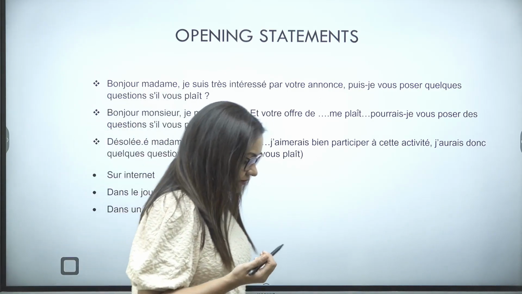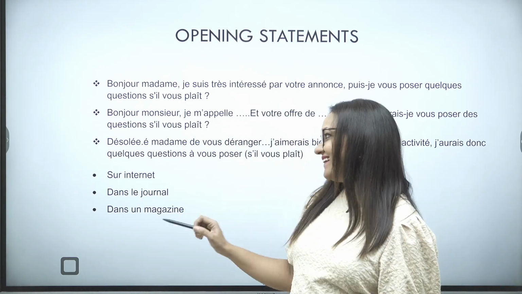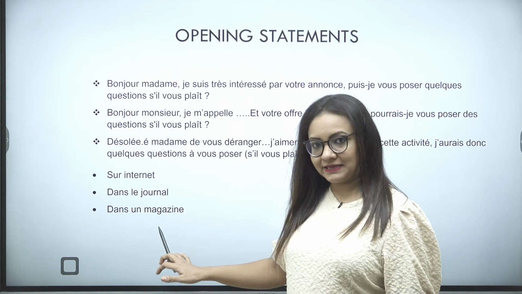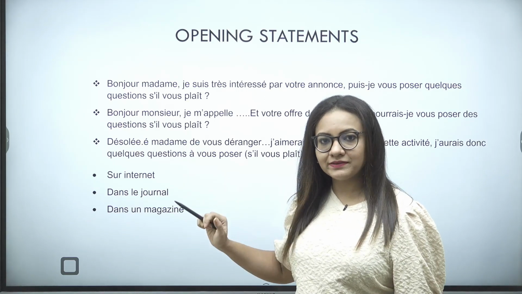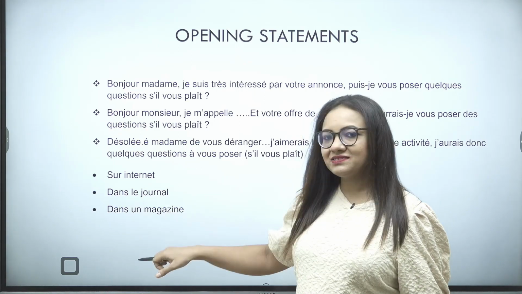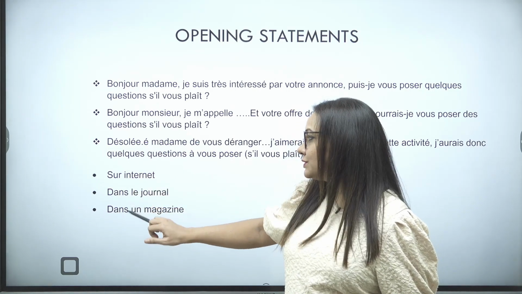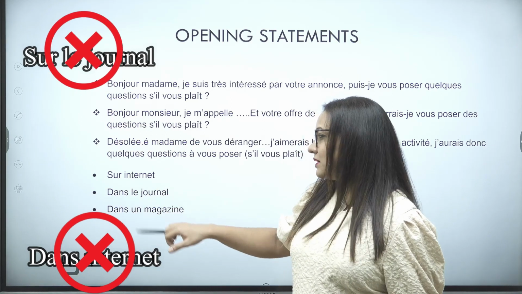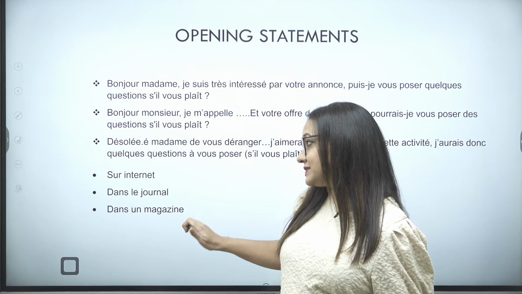And here are the 3 things which you must not forget. You read this annonce where? Sur Internet, dans le journal, dans un magazine. I don't mean that if you don't say this it is wrong. No, you can avoid this of course. All I want to mention is that you don't get the preposition wrong. You don't say dans internet, you don't say sur journal. So the idea here is to give you the right preposition. I hope this was helpful.